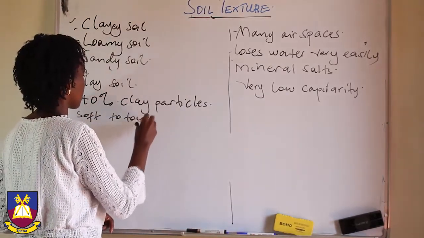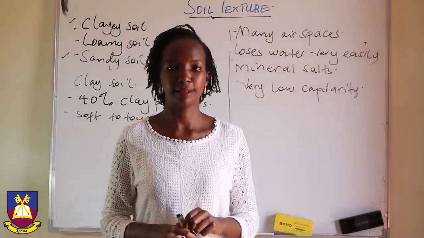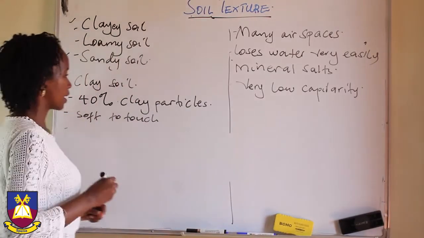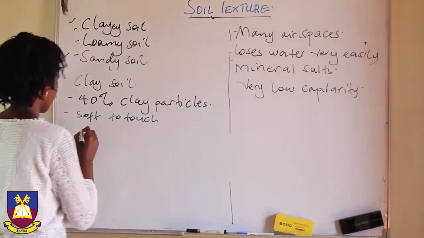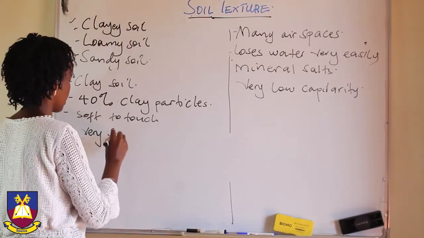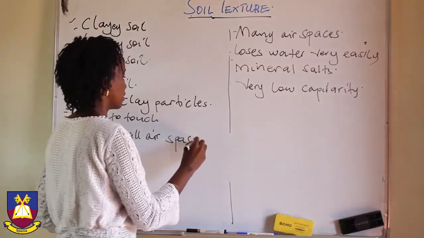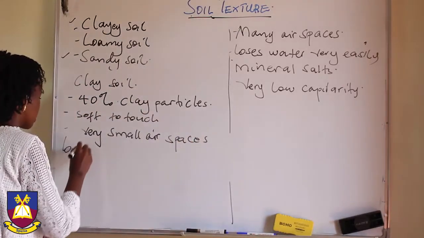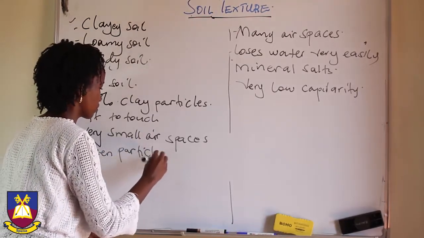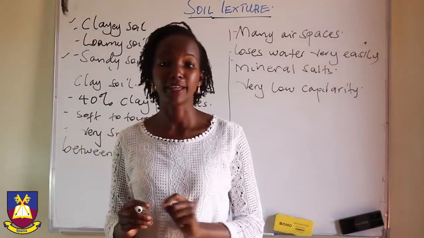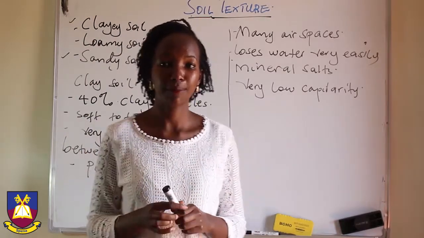So you can even make a mould out of it very easily, unlike sand. So it's soft to touch. It has very small air spaces between the particles. And because of that, it is poorly aerated, meaning it has little air, oxygen, nitrogen, and other components in it.